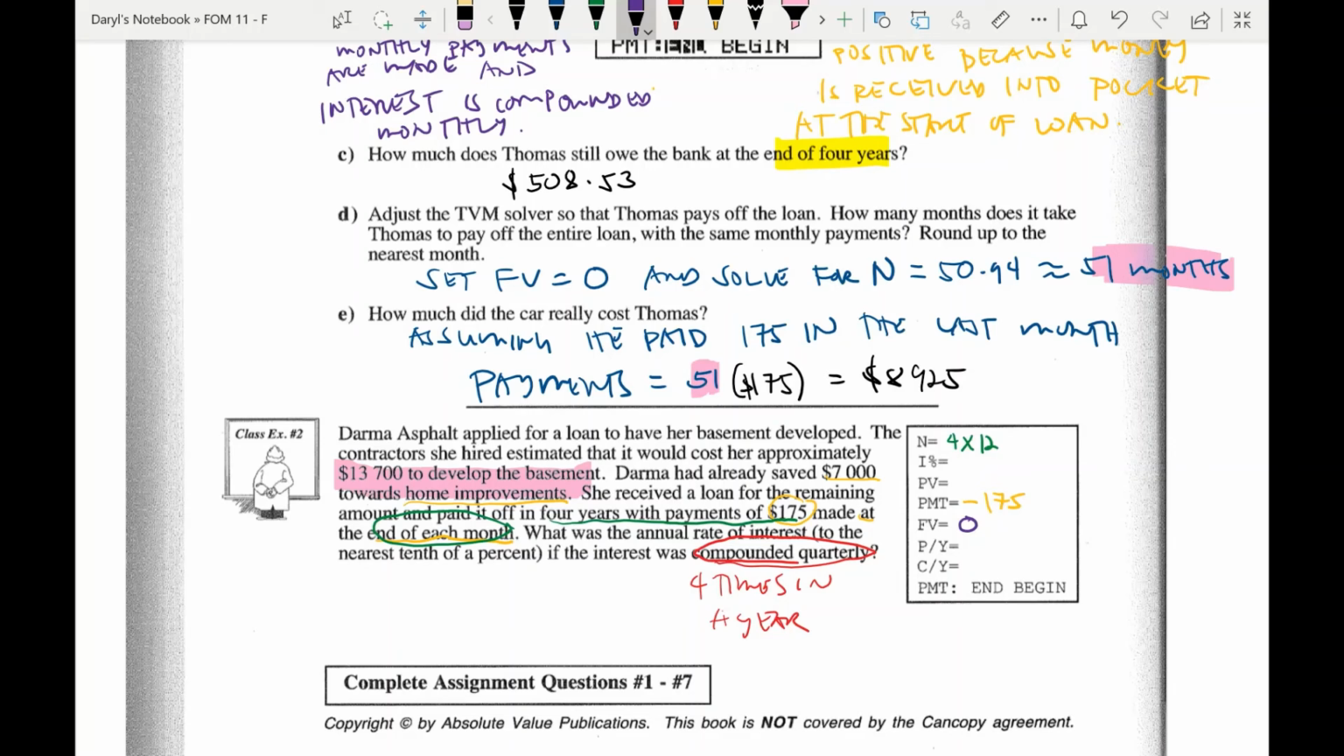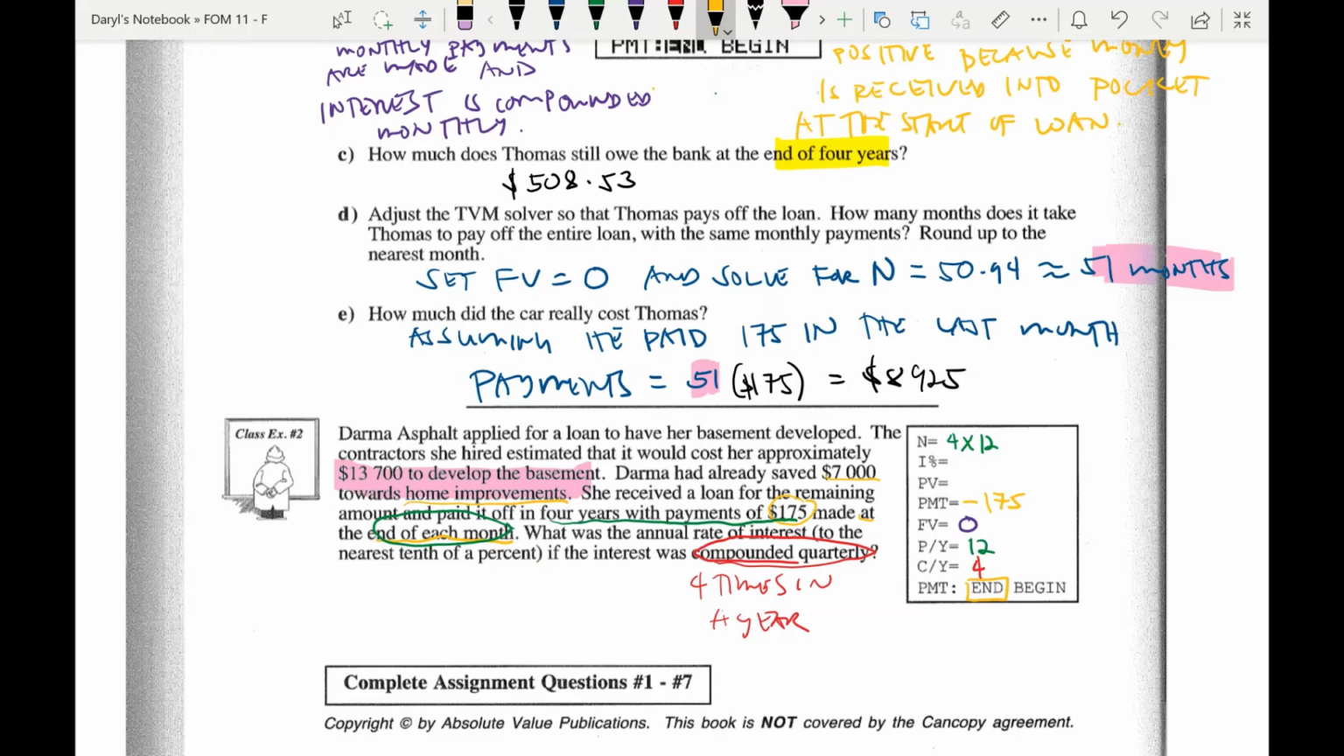Now, P/Y is the number of payments in a year. He's paying at the end of each month, and that's monthly, so there are 12 months in a year, so that's 12. But the interest is compounded quarterly. C/Y stands for that, so C/Y is equal to 4. And it's paid at the end, so I'm going to choose END as the option there.